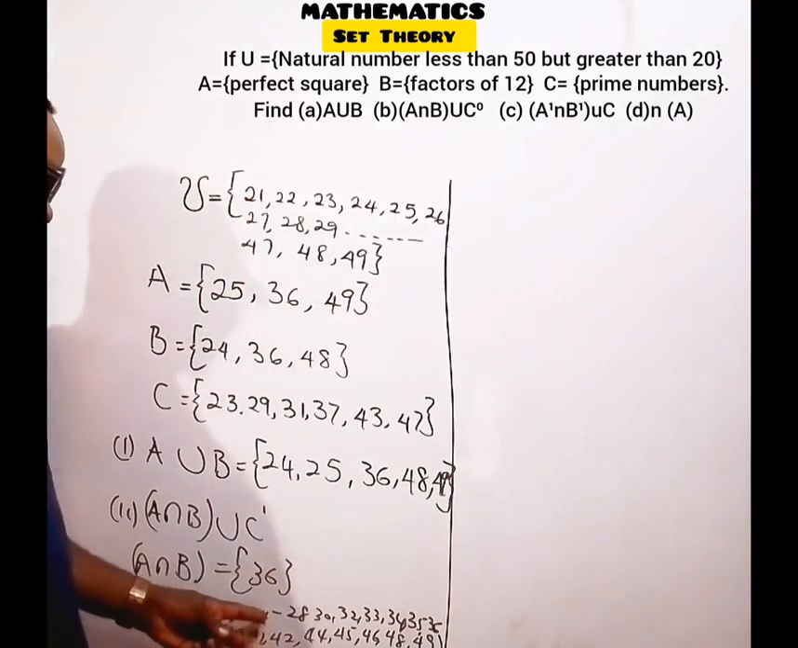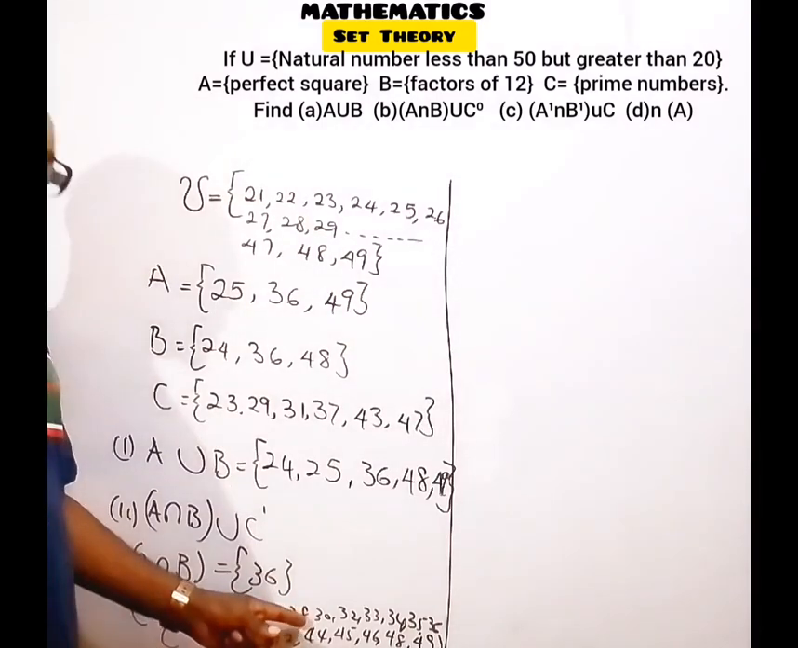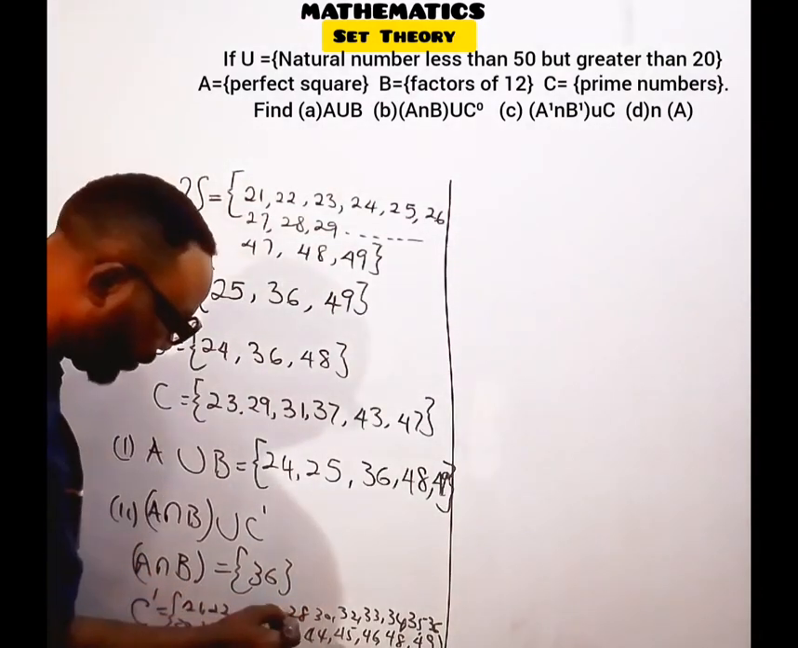Here, what I have is 21, 22, 23, 24, 25, 26 to 28. That is the meaning of what I have here.